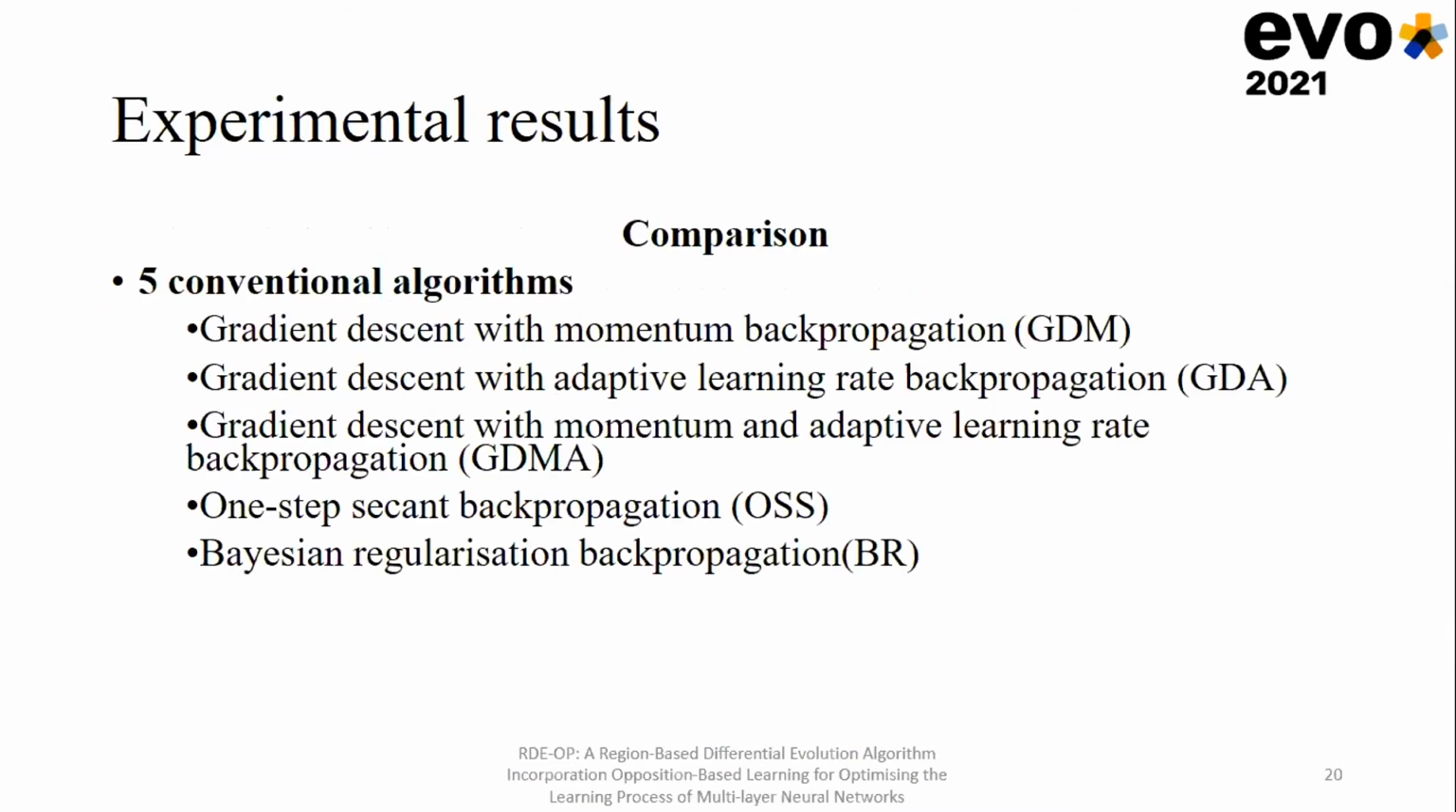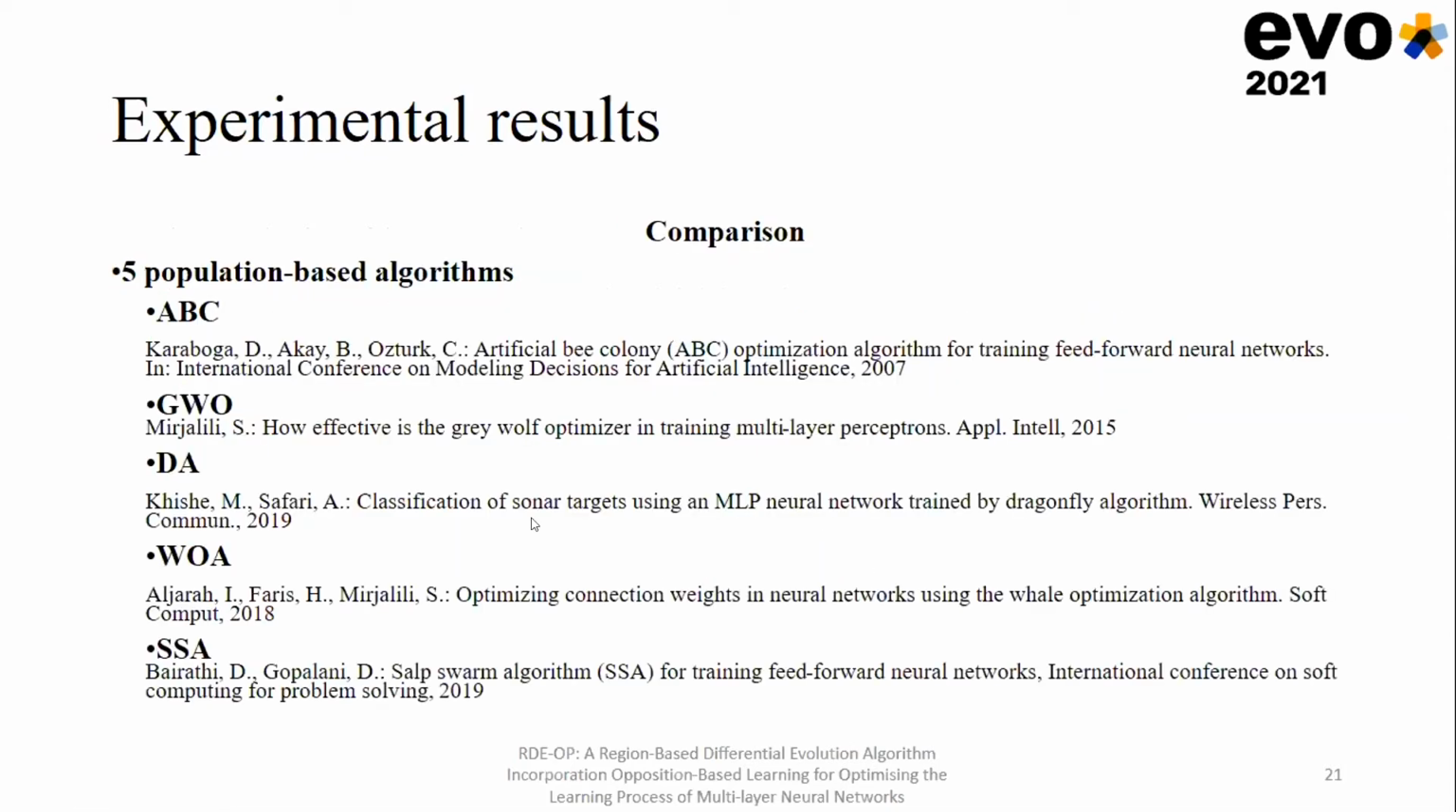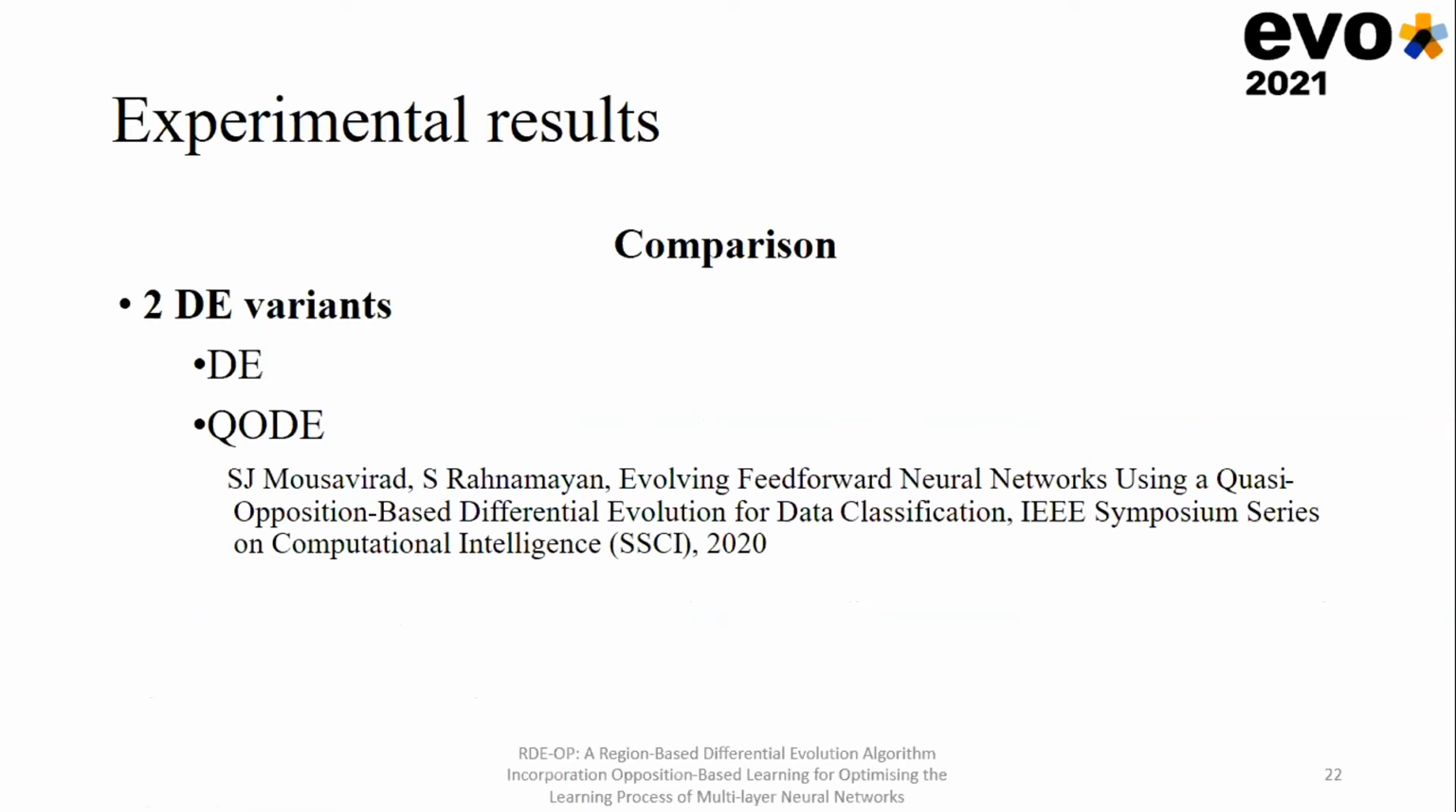For comparison, we have used a 2L algorithm, 5 conventional algorithms including GDM, GDA, GDMA, OSS, and BR, and 5 population-based algorithms: ABC, artificial bee colony, gray wolf optimizer, DA, dragonfly, WOA, and SSA. And here you can see the related reference for the trainer. And 2 DE variants: the first one was standard differential evolution, and the second one was QODE, which was based on quasi-opposition-based learning, only opposition-based learning without any extra component. And you can see here the main reference for this paper.